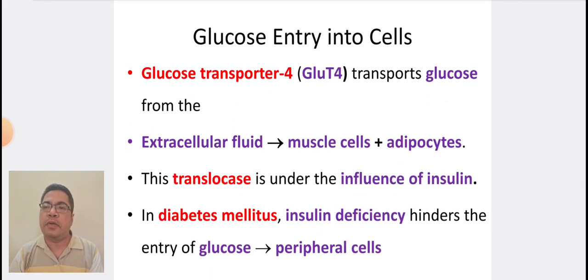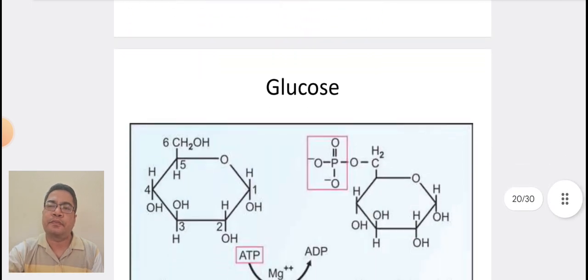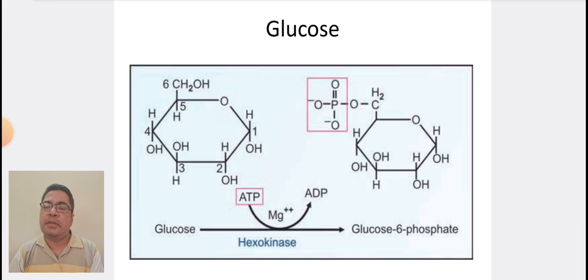Coming to glucose entry into cells. Glucose transporter 4 or GLUT4 transports glucose from the extracellular fluid to muscle cells and adipose tissue. This translocase is under the influence of insulin. In diabetes mellitus, insulin deficiency hinders the entry of glucose to the peripheral cells. In this diagram, we can see glucose converted to glucose 6-phosphate in the presence of enzyme hexokinase and conversion of ATP to ADP and magnesium.